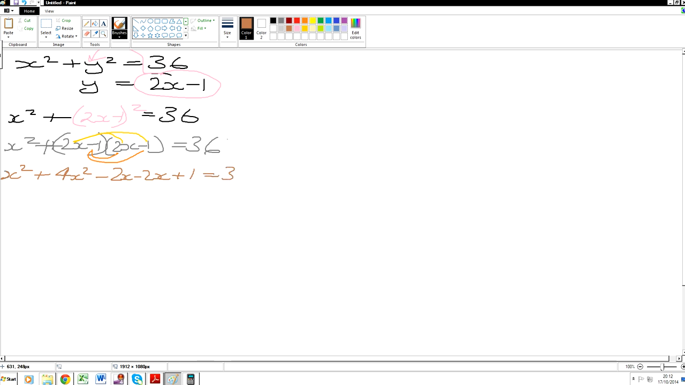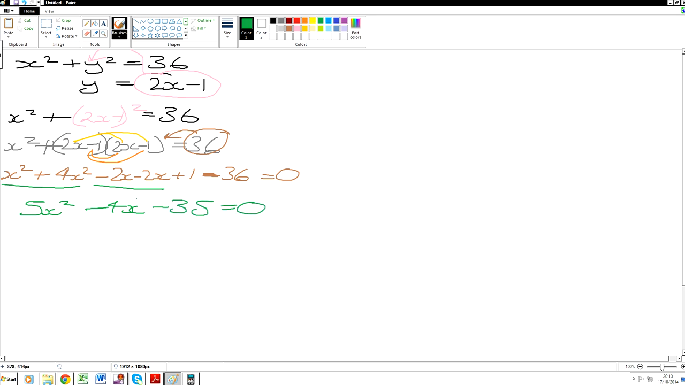Okay, equals 36. Now we do the opposite of adding 36, so we just do that in one go, save ourselves a bit of time, equals 0. What do we do next? We need to simplify it all. So x squared add 4x squared is equal to 5x squared. Minus 2x and minus 2x gives us minus 4x. 1 take away 36 gives us minus 35.